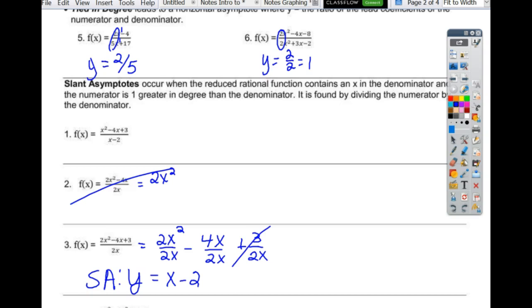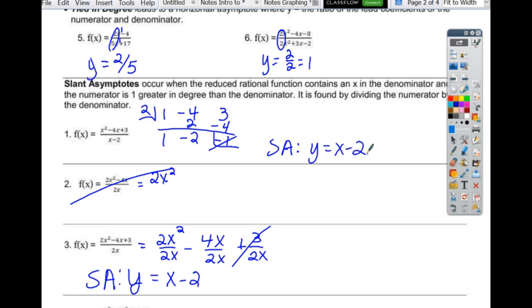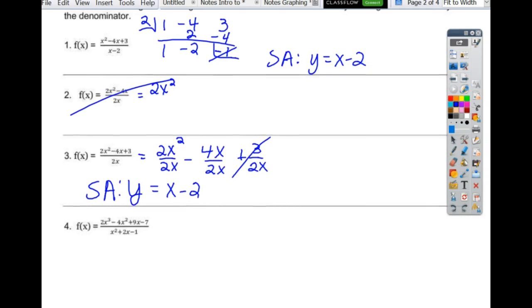we're going to synthetic divide. So do I synthetic divide a positive 2 or a negative 2? Positive 2. So this is what you get. And what did I say? Do we care about the remainder? We don't care about the remainder. So this started as x squared. So this one is, so my slant asymptote is y equals x minus 2. And that's if there's no leading coefficient or no exponent.